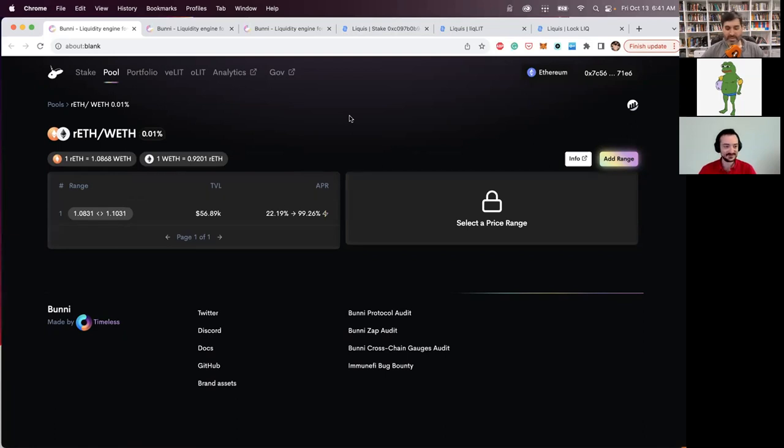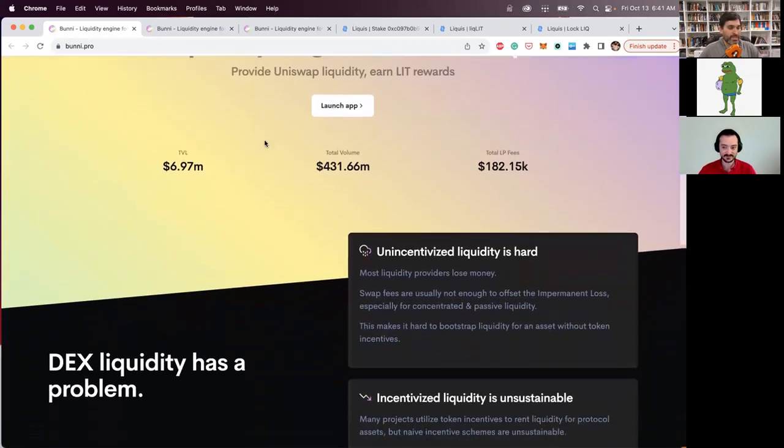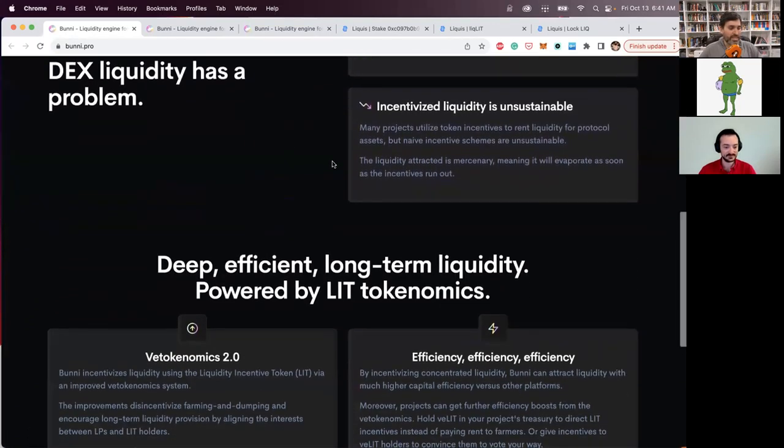That's so great to see. Okay, so let's jump into it, right? So let's start with this website that you can see on the screen. So this is Bunni. It says it's a liquidity engine for Uniswap. So Scholar, can you tell me a little bit about what Bunni actually is and what it does?